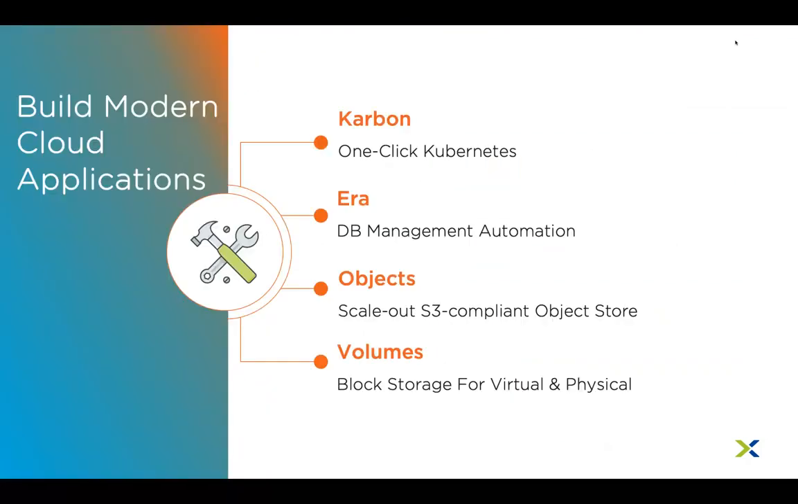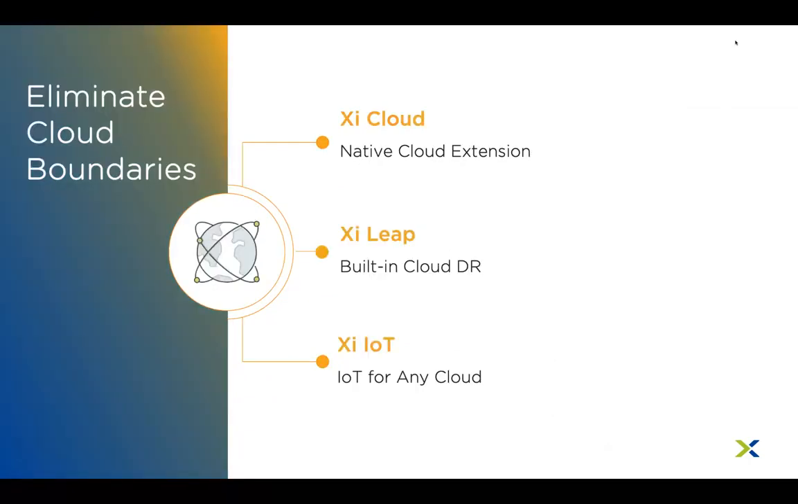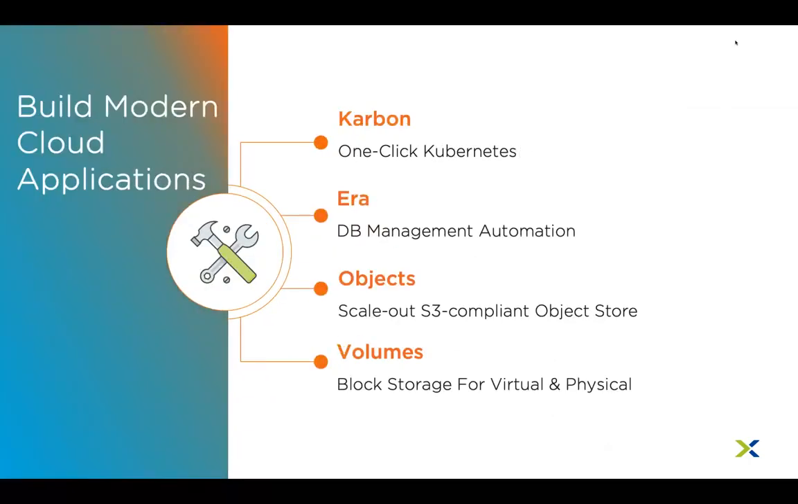So with that, we have finished the first subcategory, products that help you survive in this multi-cloud environment. Now let's speak about the second subcategory, which is products that can help you build modern cloud applications. And we speak mainly about 4 products: Carbon, Era, and Objects and Volumes.